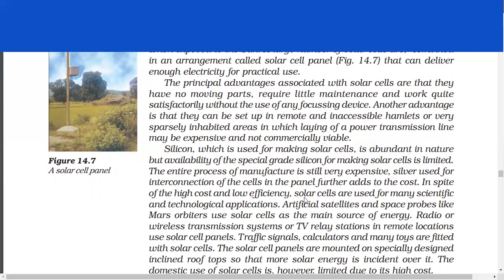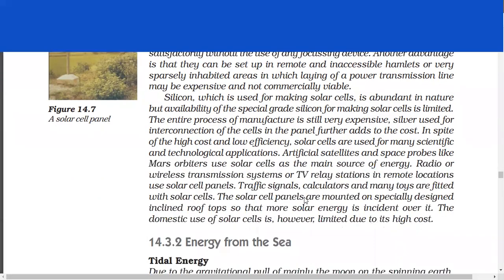Silicon, which is used for making solar cells, is abundant in nature, but availability of the special grade silicon for making solar cells is limited. The entire process of manufacture is still very expensive. Silver used for interconnection of the cells in the panel further adds to the cost. In spite of the high cost and low efficiency, solar cells are used for many scientific and technological applications.